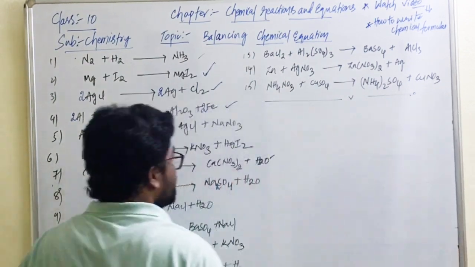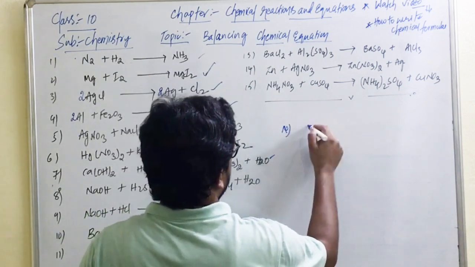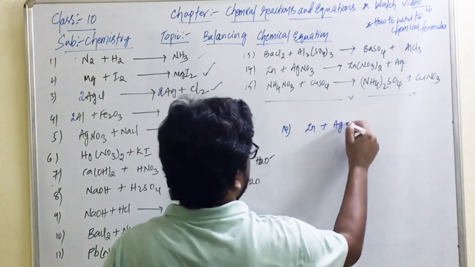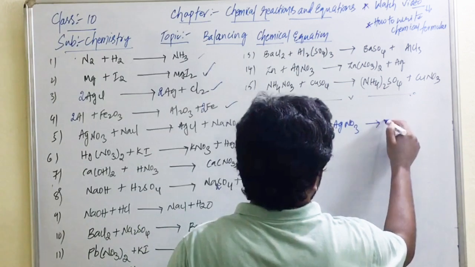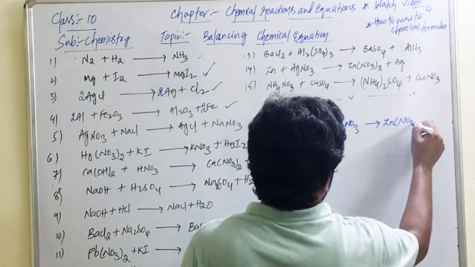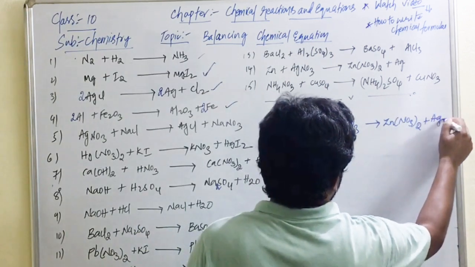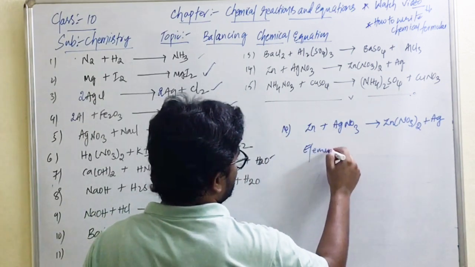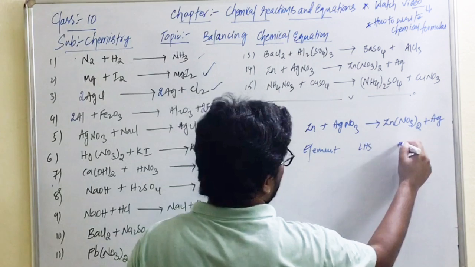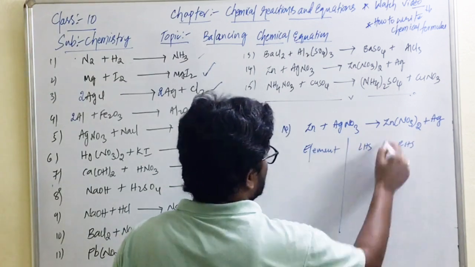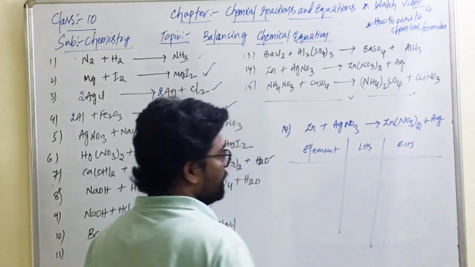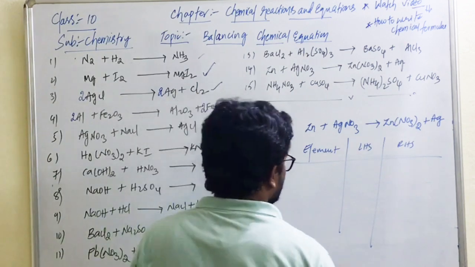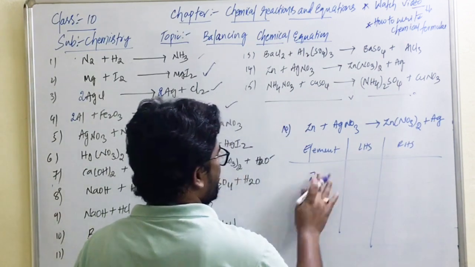So please do follow it. Okay. The next, zinc plus AgNO3 gives rise to Zn(NO3)2 plus Ag. Okay, let us try to write it. First, elements. हर बार आपको लिखना है, easy रहेगा. So, okay. In the exam, they may ask you to complete the table also. So it's better. That's the reason why I'm writing every time here.